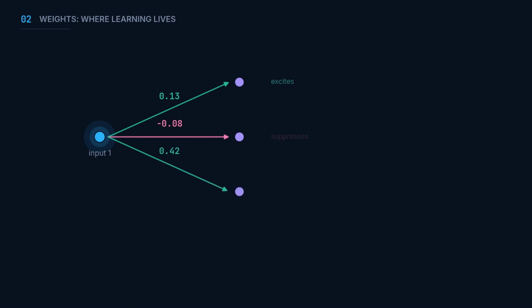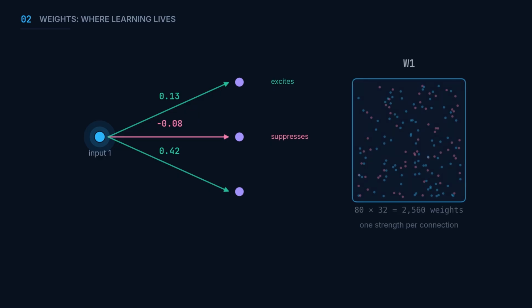The connections between layers are called weights. W1 is a grid of 80 by 32 numbers. Every input position connects to every hidden neuron, and each connection has its own strength. A positive weight excites the neuron it feeds. A negative weight suppresses it. These numbers are where all of the learning will eventually live.